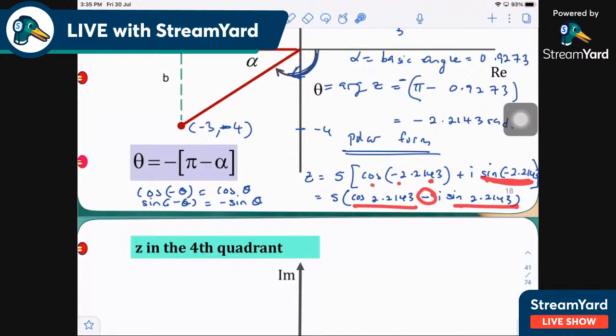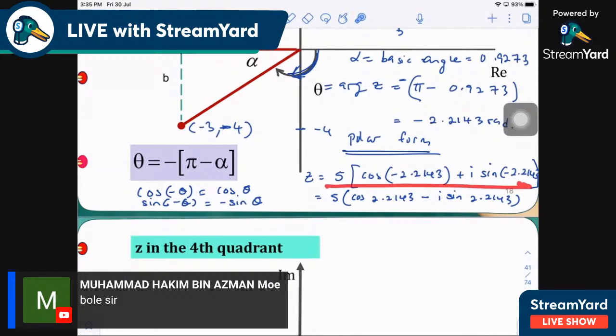Amelia tanya kalau jawapan boleh dalam pecahan tak? Boleh, tak ada masalah. That's why sometimes you press your calculator, you get pi per 3, boleh. Tulislah cos pi per 3. But make sure dalam radian. Dia mesti dalam radian, dia tak boleh selain daripada radian. So saya harap faham lah ini.